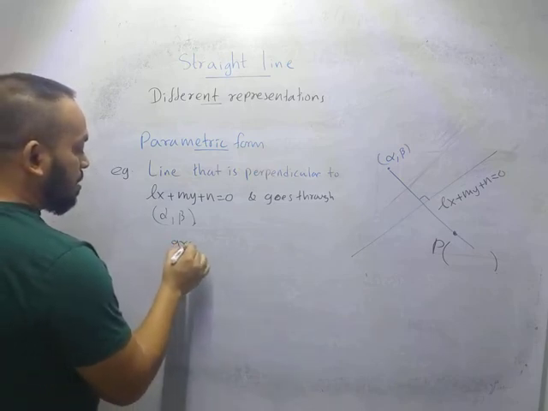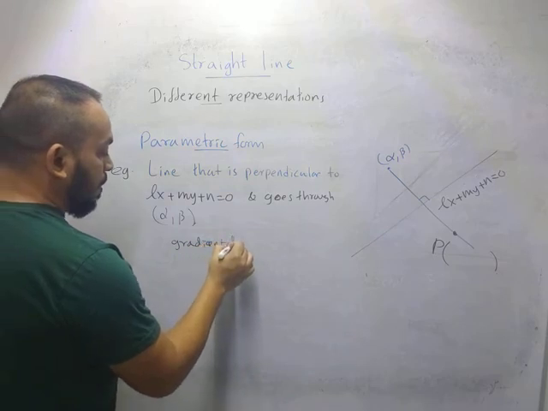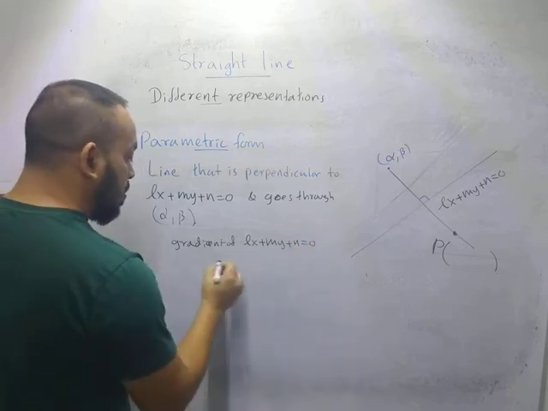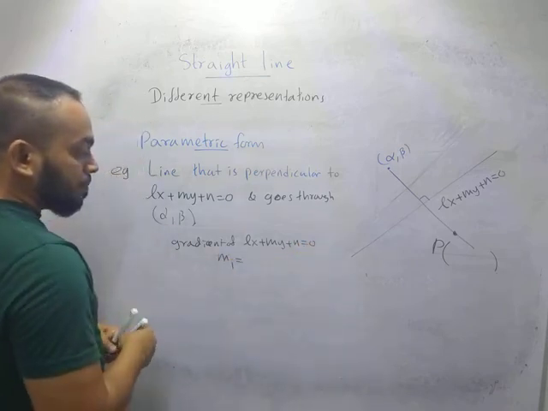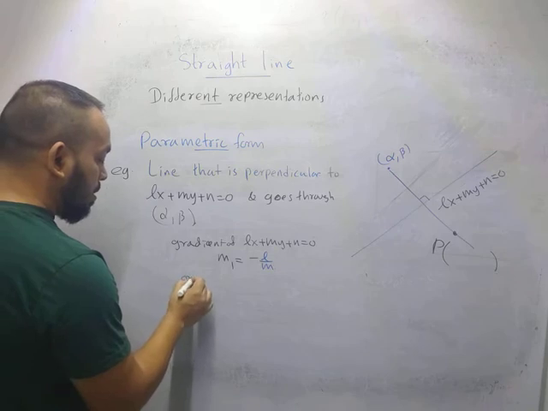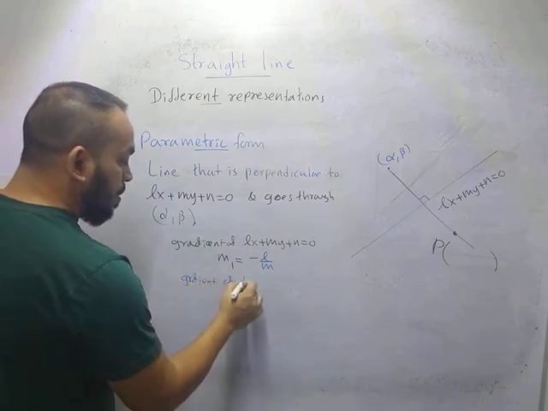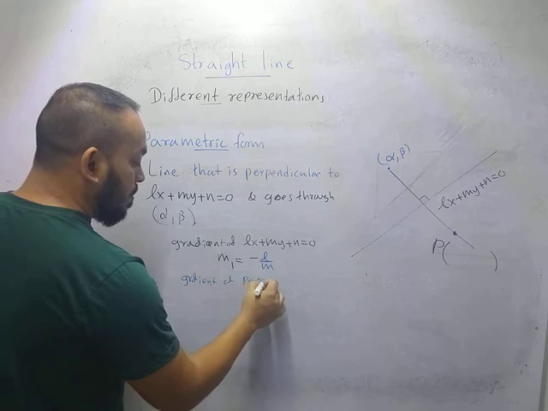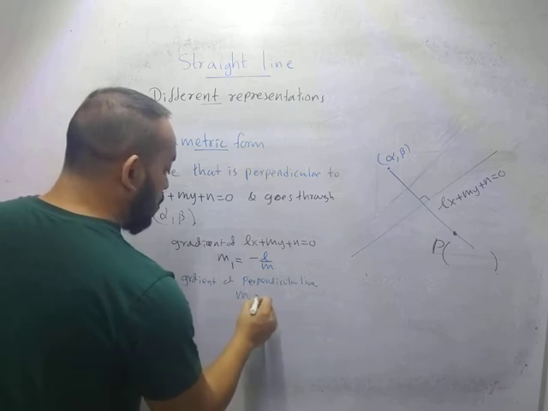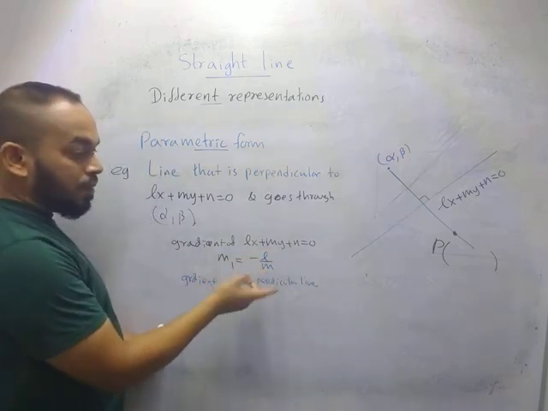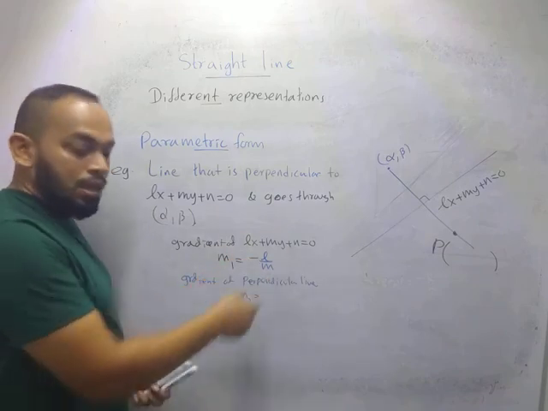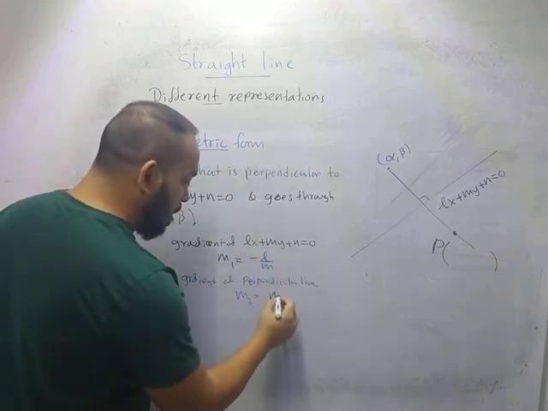The gradient of Lx plus My plus N equals 0, let's call it M1, would be minus L over M. The gradient of the perpendicular line, let's call it M2, would be the reciprocal of this with the sign changed. If it is positive, we change it to negative. If it is negative, change it to positive and take the reciprocal. So M divided by L.